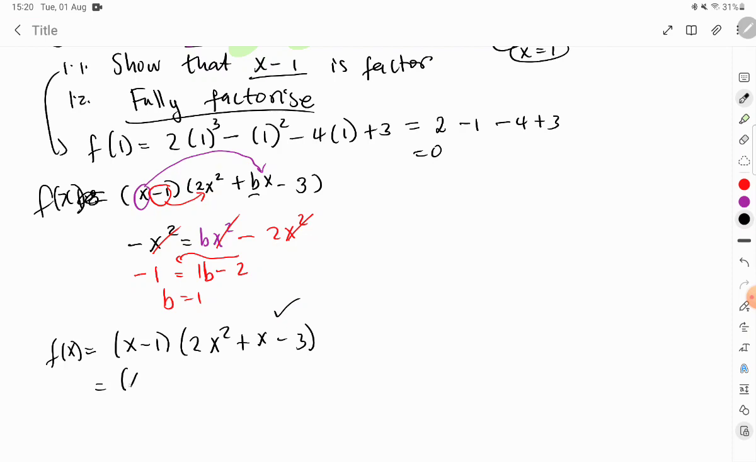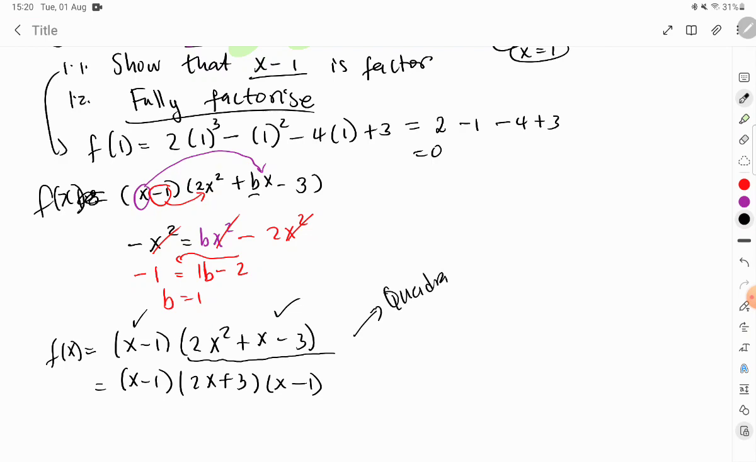quadratic. So you've got x minus 1. You know how to factorize this. This is going to be 2x, what is it? (2x plus 3)(x minus 1). So you already have this. If you can't factorize this, just go for your quadratic formula just for this part only.